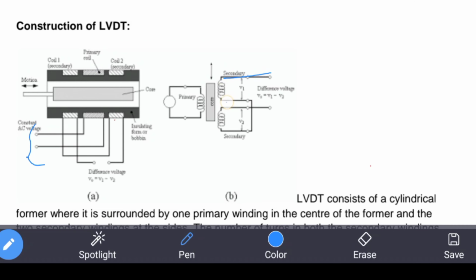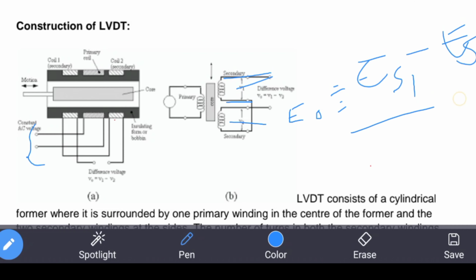And the two secondary windings are connected oppositely. The differential output voltage is E0. E0 is given by ES1 minus ES2, the output voltage. Here ES1 is the voltage of secondary winding 1, coil 1, and ES2 is that of the other coil. That is, E0, the output voltage of the transducer, is the difference in voltage of the two coils. That is the output.